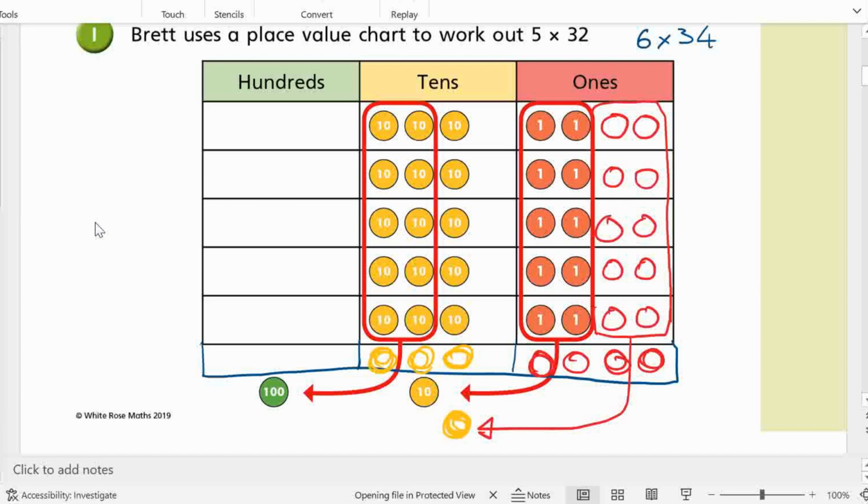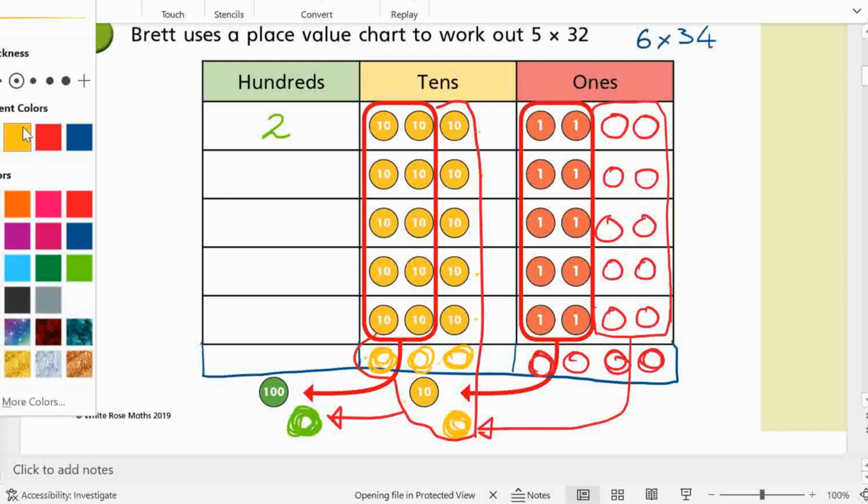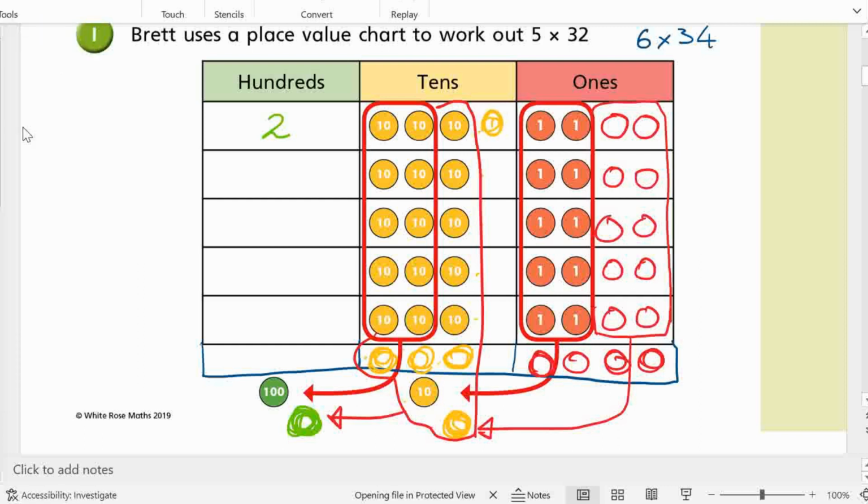So we have in total 1, 2, 3, 4, 5, 6, 7, 8, 9, 10 tens. Well, I can shift all those up to the hundreds. So I can shift all the tens up to make another 100. Now I need green, of course. Okay, yeah? So this means I have 2 hundreds. I don't have any tens because I've shifted them all up to the hundreds. So I have 0 tens. And here in the ones, I have 1, 2, 3, 4 ones left.